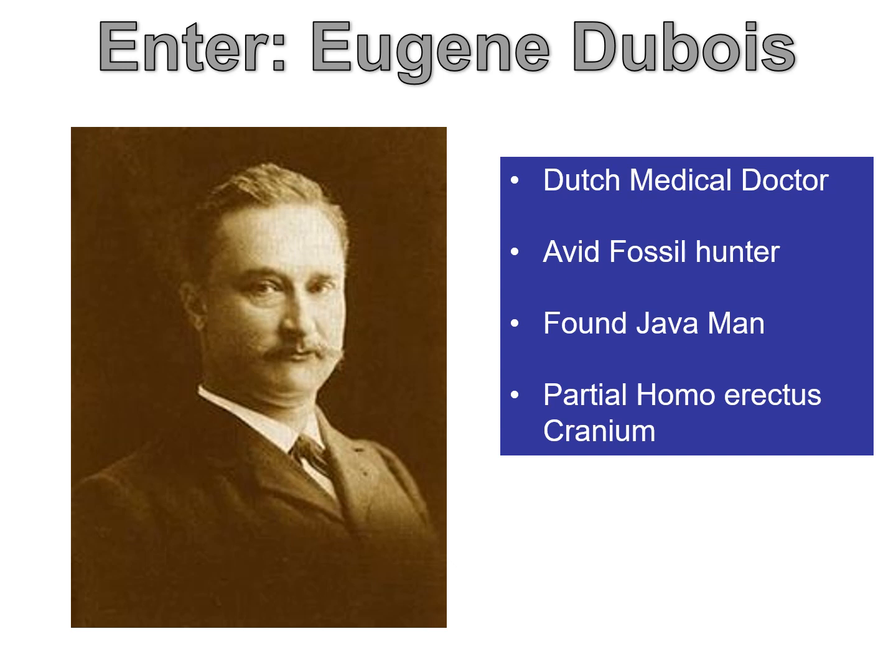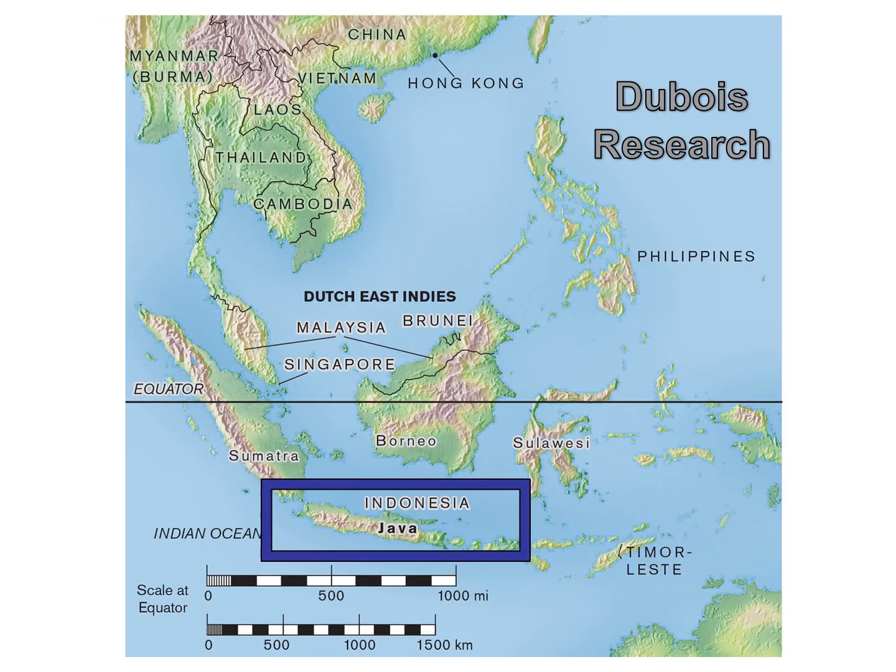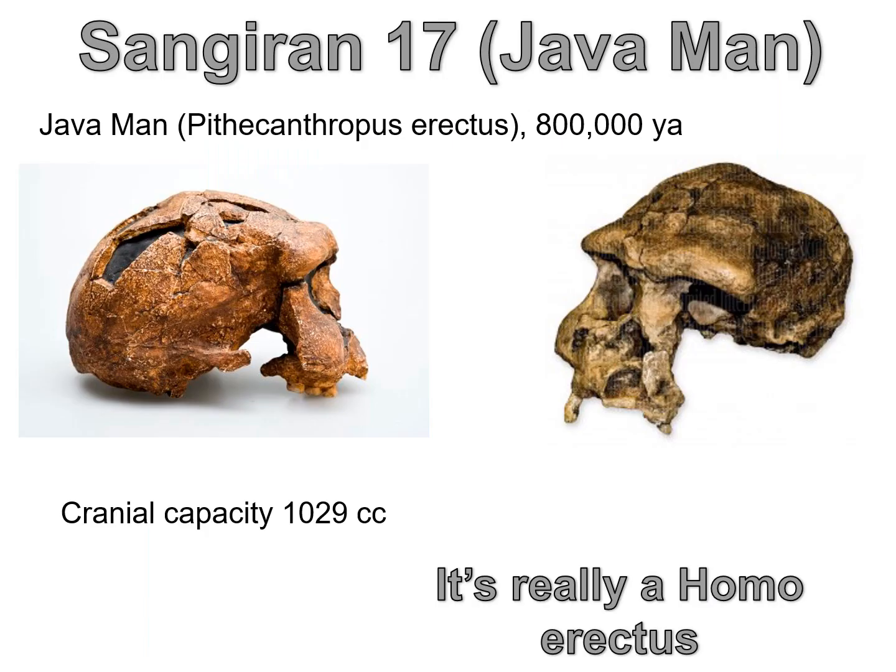So we've already mentioned them a little bit, but I can't understate the contribution that Eugene Dubois made in terms of finding our Homo erectus and doing some of the earliest research on Homo erectus. Dubois himself was a Dutch medical doctor and an avid fossil hunter, looking for not just ancient human fossils, but all sorts of fossils. He found the Java man, which was a partial Homo erectus cranium. So in subsequent trips, he later found other parts of the skeleton of our Pithecanthropus erectus, or our Homo erectus, or our Java man.